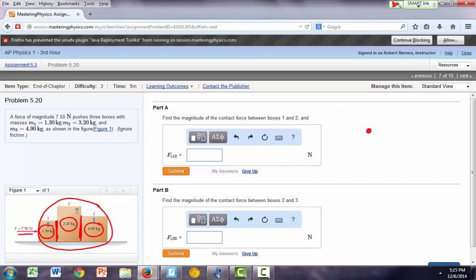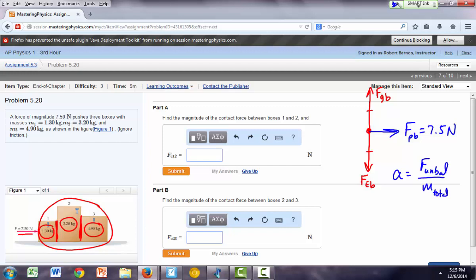If I drew a force diagram of all three boxes together, I would have the force of the earth on the boxes, I would have the force of the ground on the boxes, which are equal, and then I'd have the unbalanced force, which would be this big push force, I'll say the push on the box of 7.5 newtons. Okay, so the unbalanced force, the acceleration of the boxes as a group, is just going to be the total mass of the boxes being divided into the unbalanced force, which is 7.5 newtons.